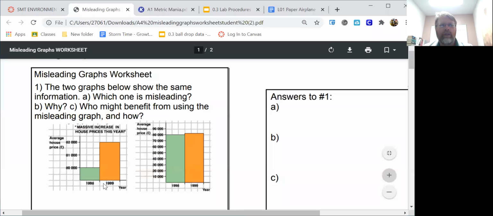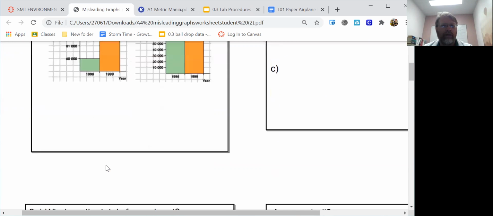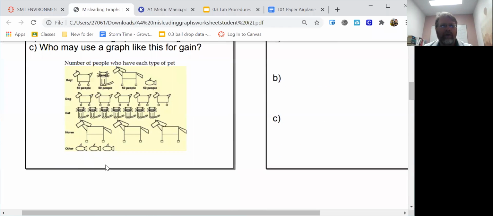In general, anytime there's less information, that is more misleading than when you can have the complete information or more information. Okay, so which one is misleading? The one on the left, because it has less information, and it might be someone trying to get you to buy a house or buy insurance or something like that.